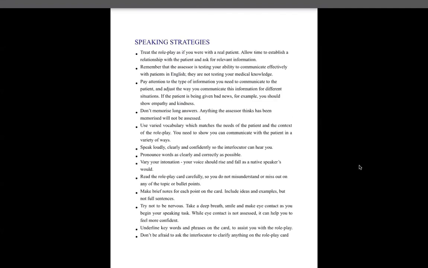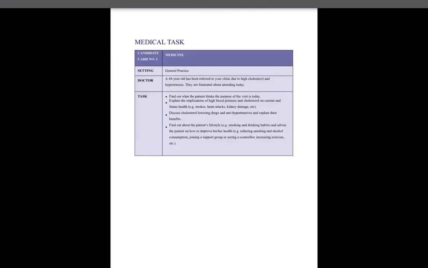Yeah, so there are some strategies. Before going to the strategies, I would like to show you what a task looks like. This is the task that you'd get in the exam. You will get two of these. In the exam, there are two 5-minute role play sessions.